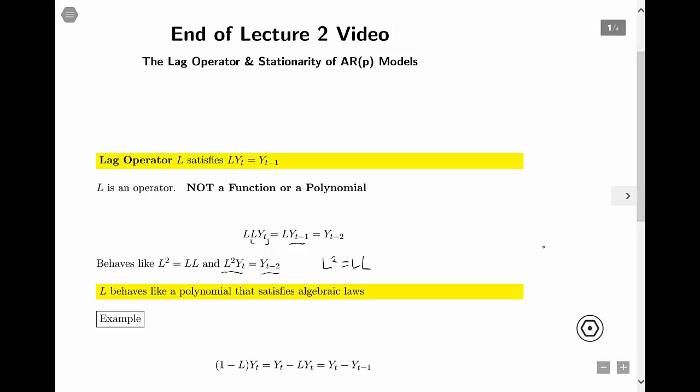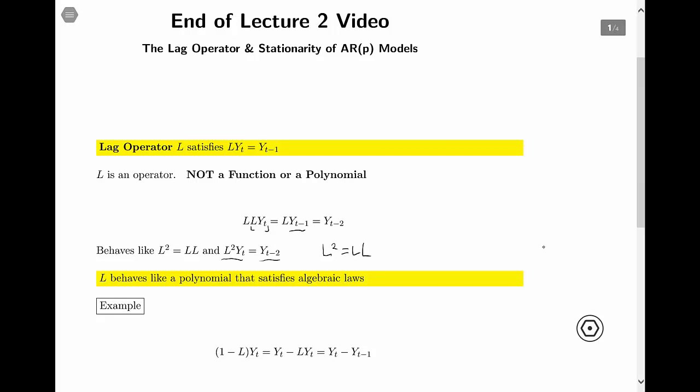But L isn't a function. L squared is not L times L. It just means perform the lag operation twice. So this is just shorthand notation. We're not multiplying L by L. In general then, if we perform the lag on yt three times, we'd end up with yt minus 3. We write this shorthand as L cubed. More generally, L to the j would mean perform the lag j times. It's going to give us yt minus j.